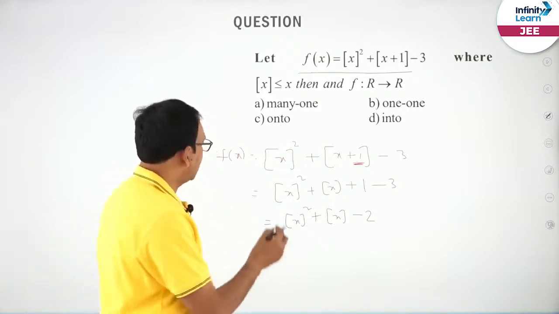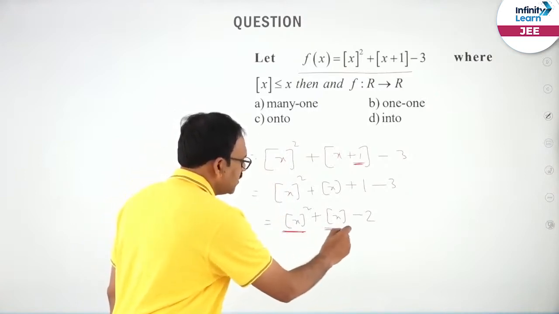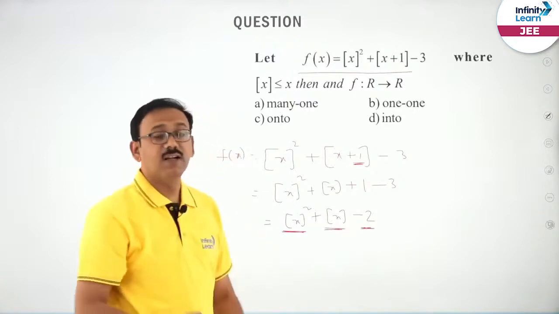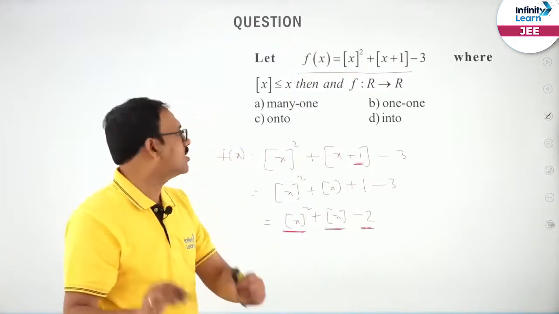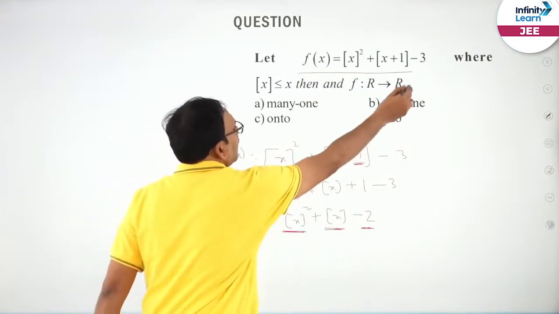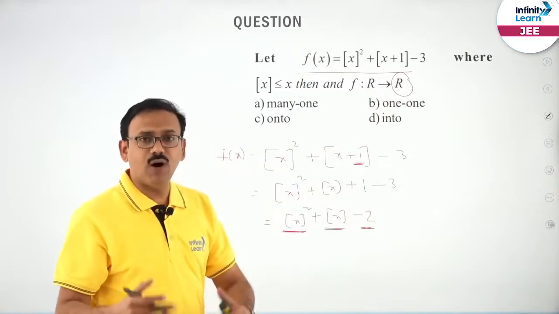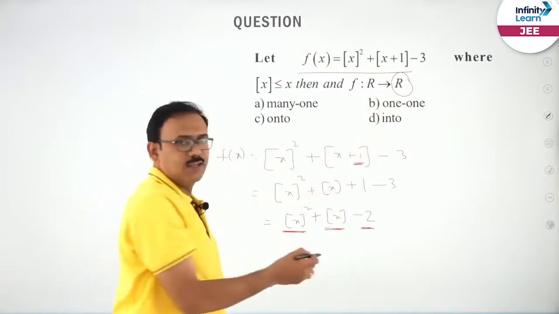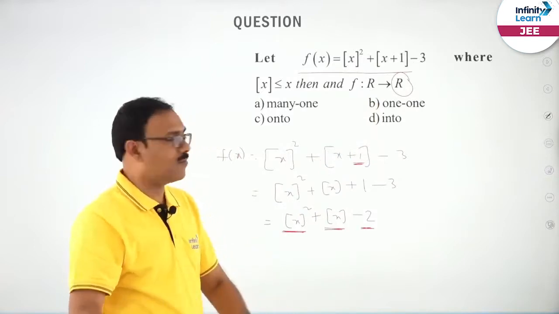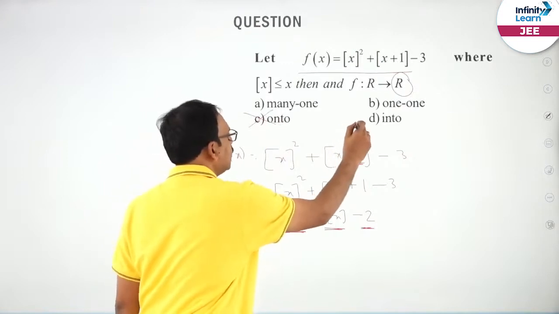You see, friends, for any x, [x]² is an integer, [x] is an integer, minus 2 is an integer, the output is always some integer, whereas the codomain is R. You see, the output you may get few or more integers, whereas the codomain is R. So, range can never be equal to codomain. So, it is not onto, it is into.